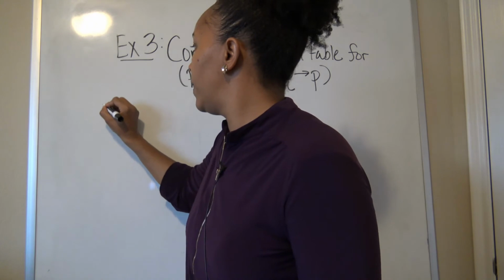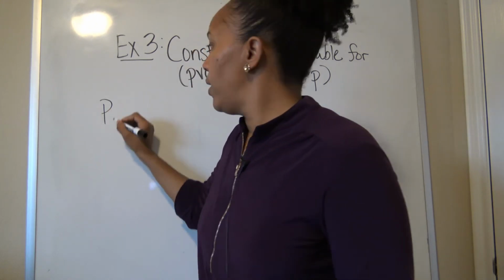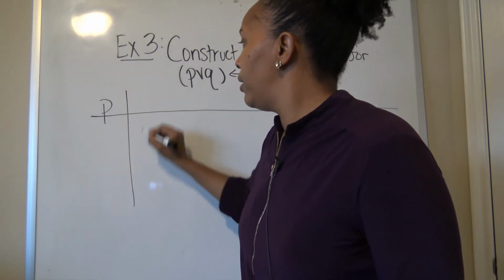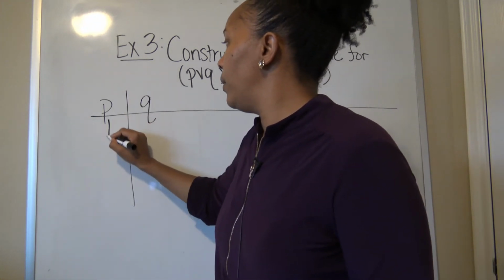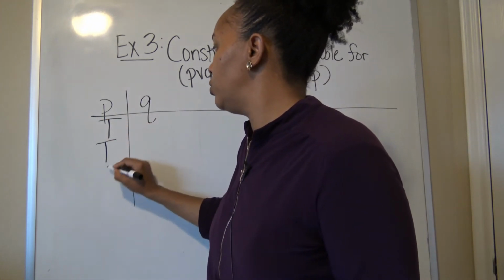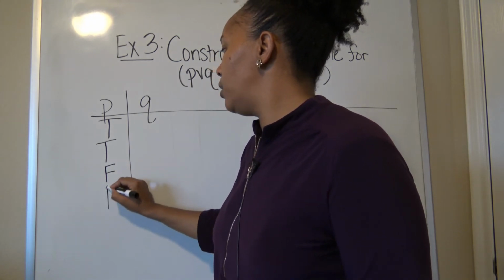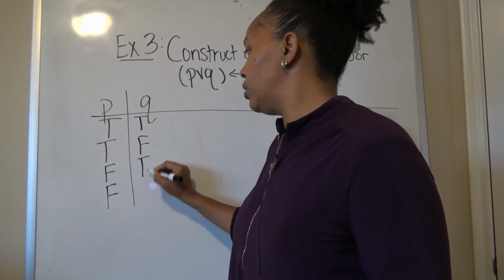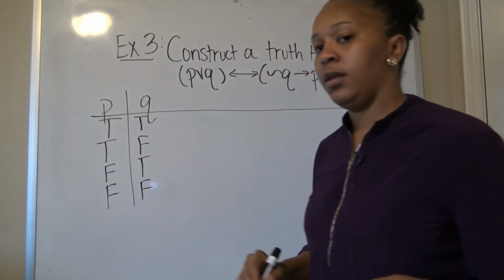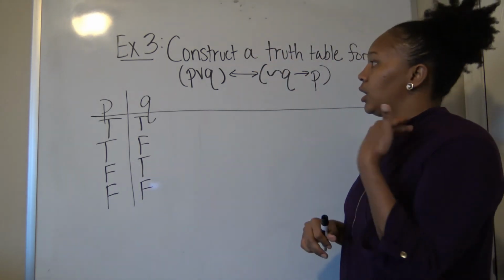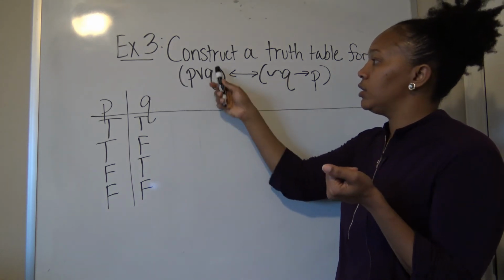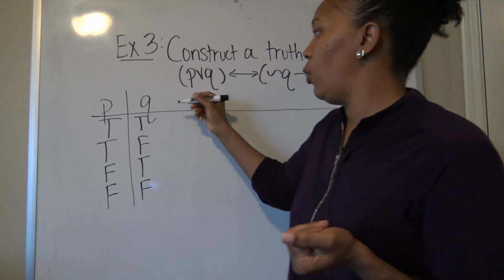And I'm going to start all the way over here because this is going to be a long truth table. So I start with P and Q, and remember my statements that I start with: true, true, false, false, and true, false, true, false. So those would be the first two that I start with. And I'm just going to go across because I'm going to start with these parentheses right here, the P or Q.